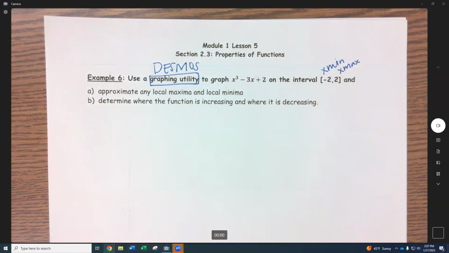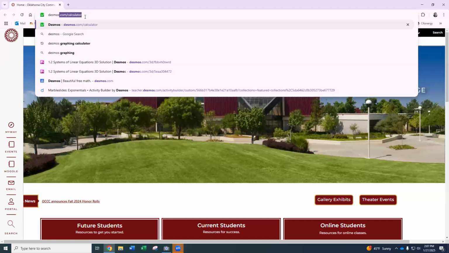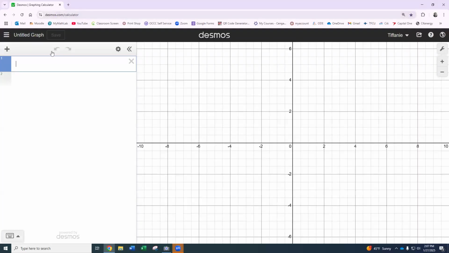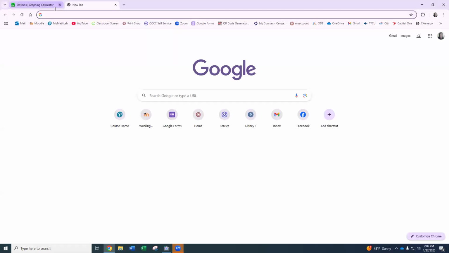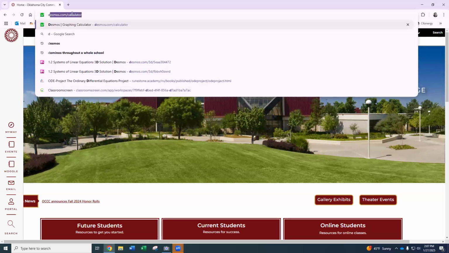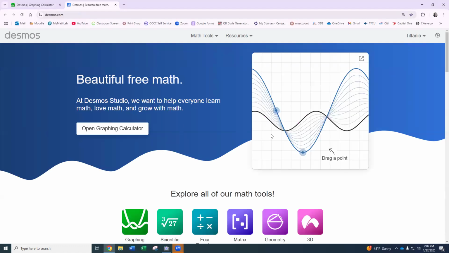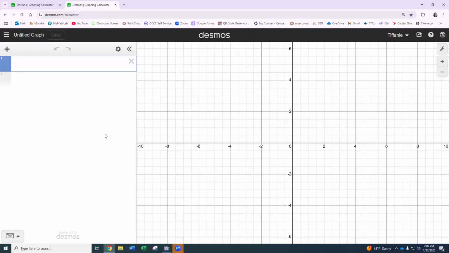Okay, so let's get into our internet here, and we're going to go to Desmos. Now, when I type in Desmos, it automatically does desmos.com/calculator. That is what we want. In case you go to Desmos and you see this page here, we want to just click right here, open graphing calculator, and here we are. So this is kind of our starting point, okay?